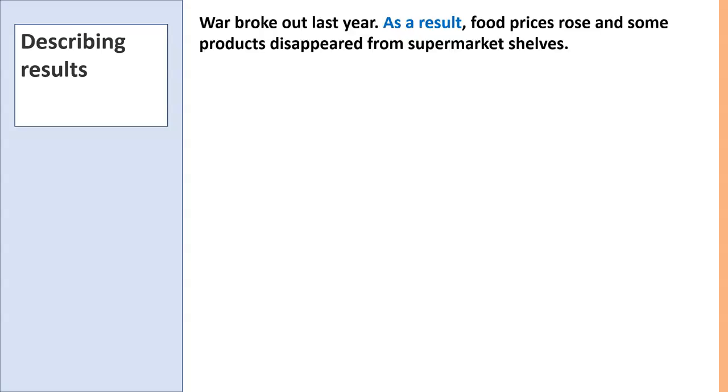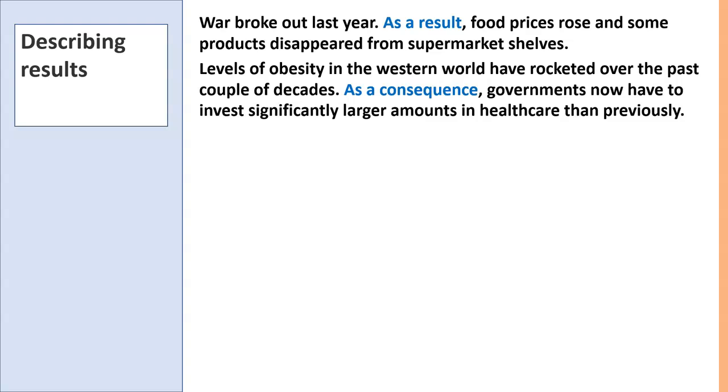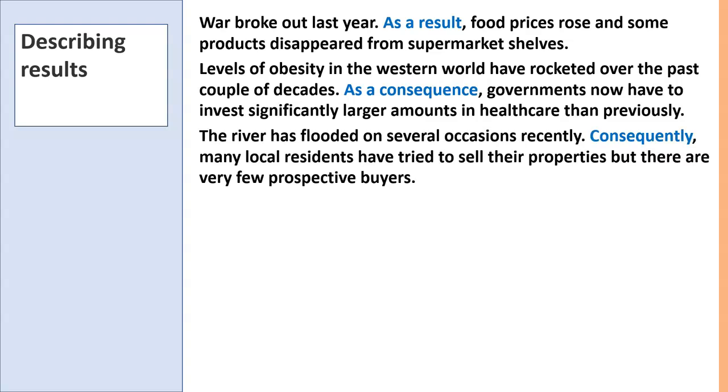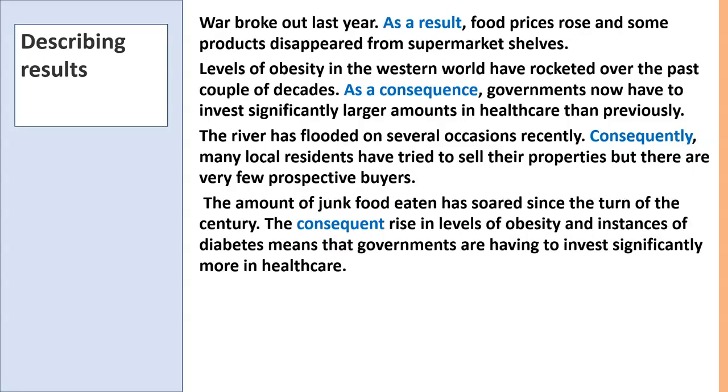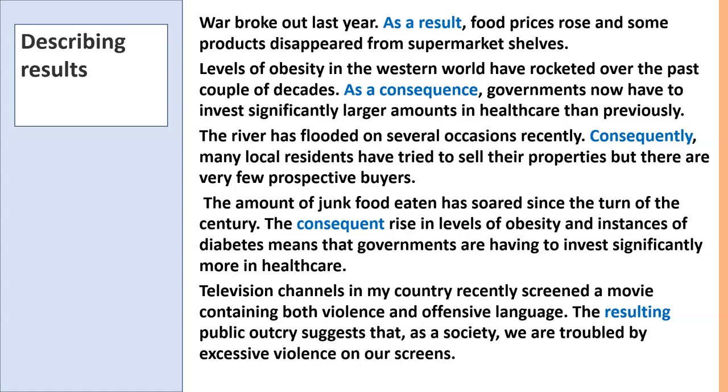Now let's look at describing results. How do you describe the result of something? Well, you can use phrases like as a result and as a consequence. You can also use the adverb consequently at the start of a sentence. And you can use the adjectives consequent and resulting.